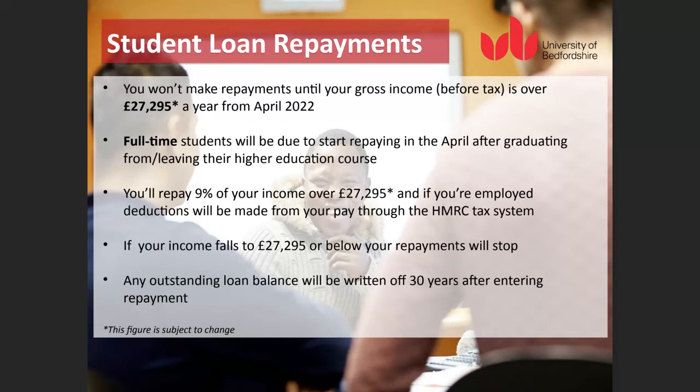So if your income varies each month, meaning that it may be over the threshold one month but not the next, your repayments will vary. So unlike a mortgage or a credit card where you have to make the minimum repayment regardless of your earnings, your student loan repayments are linked to your salary. Any outstanding loan balance is written off 30 years after you make your first repayment.